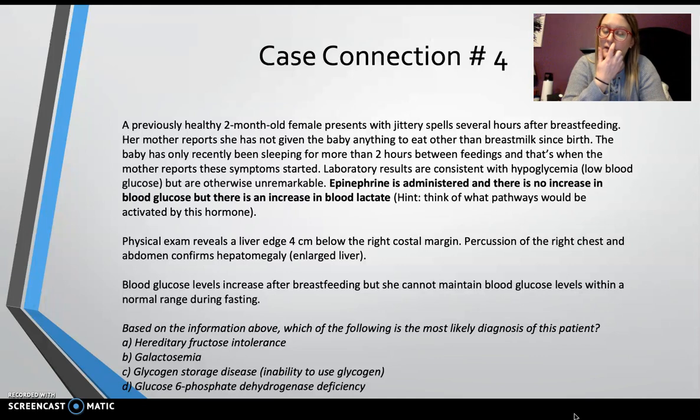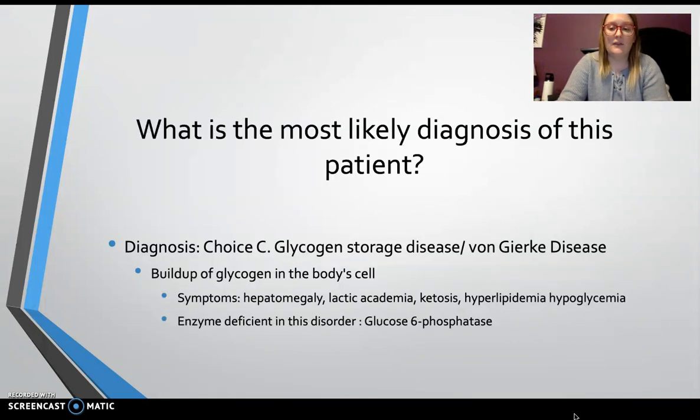Epinephrine is administered and there is no increase in blood glucose, but there is an increase in blood lactate. Physical exam reveals a liver edge 4 centimeters below the right costal margin. Percussion of the right chest and abdomen confirm the hepatomegaly, or enlarged liver. Lastly, blood glucose levels increase after breastfeeding, but she cannot maintain blood glucose levels within a normal range during fasting. Based upon this information, which of the following is most likely the diagnosis of the patient? So we have choice A, B, C, or D. What is the most likely diagnosis of this patient?